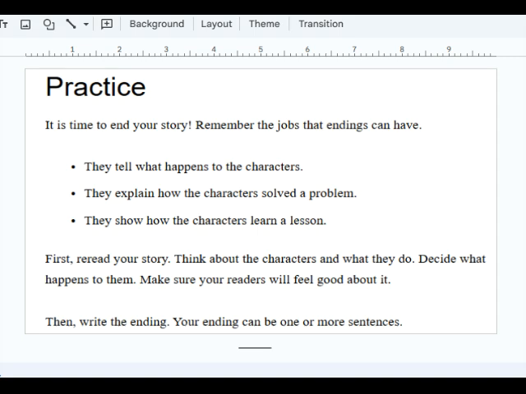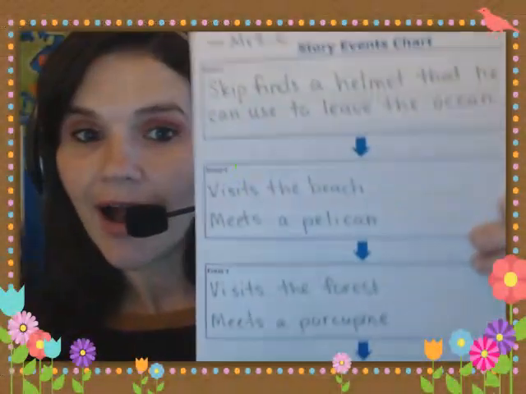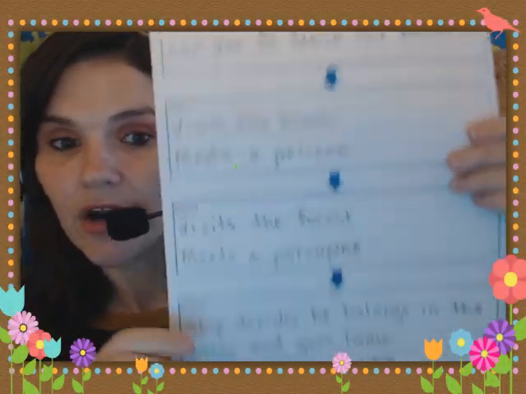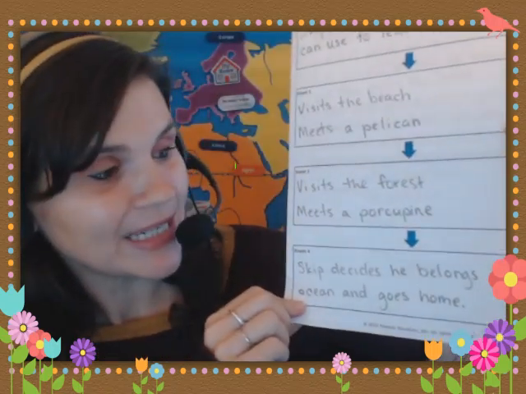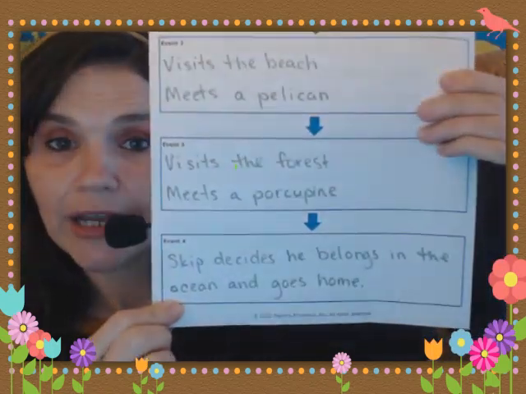First, reread your story. Think about the characters and what they do. Decide what happens to them and make sure your readers will feel good about it. Then write an ending. Your ending can be one or more sentences. So remember, we've got our story events chart, and here is my last event, so that's going to be in my ending. Skip decides he belongs in the ocean and goes home.